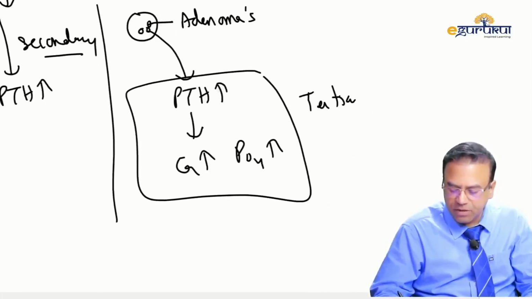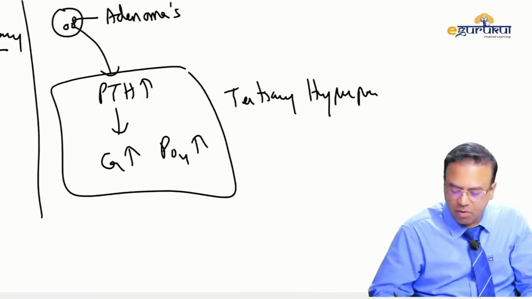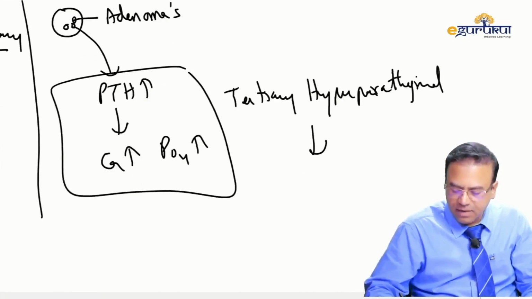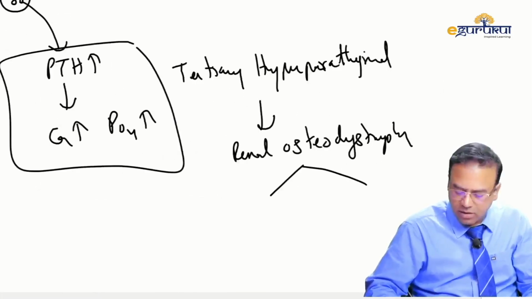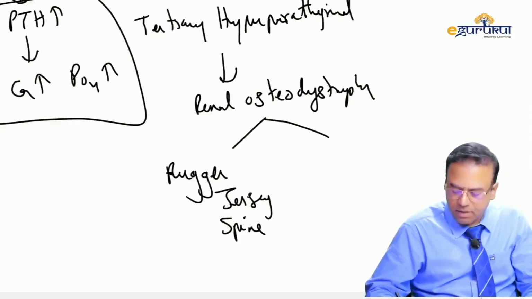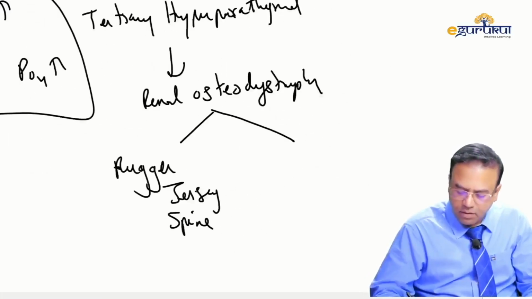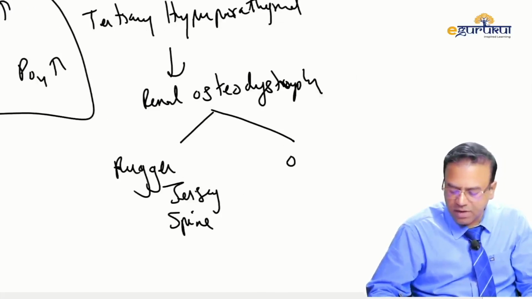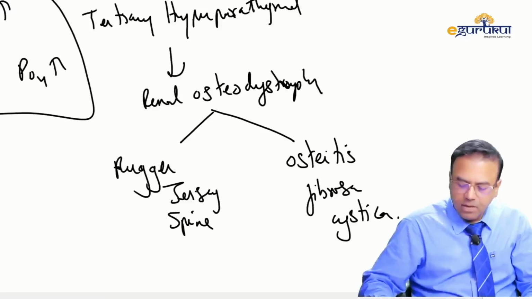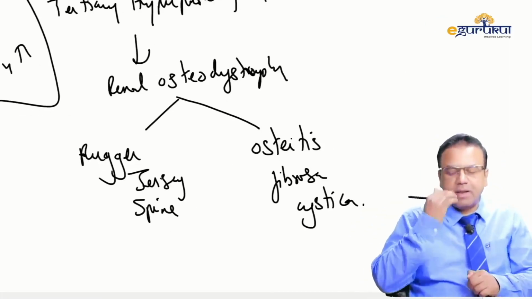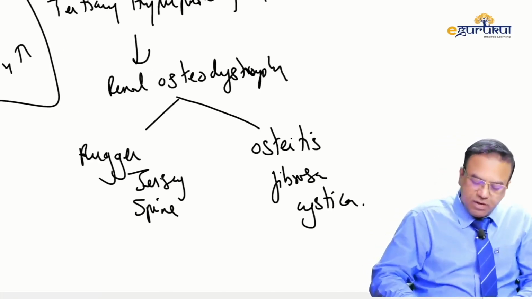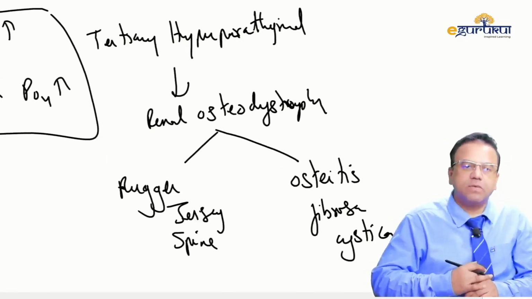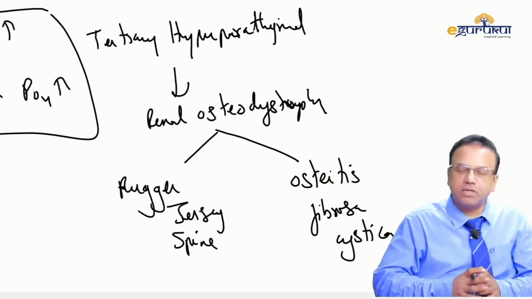The big problem is that tertiary hyperpara is accompanied with a significant amount of bone damage, resulting in a very severe stage of renal osteodystrophy, causing Rugger-Jersey spine, and it can also cause osteitis fibrosa cystica. So these are all because of very severe parathormone increase, and we want to avoid this state. To prevent it, obviously, tertiary hyperpara only occurs in patients with secondary hyperpara, which is generally seen in CKD patients.